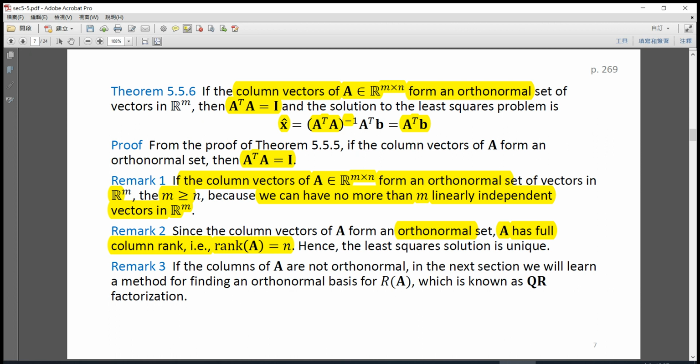And remark 3 states that in the next section we will learn a method to find an orthonormal basis for the column space of A. This method is known as QR Factorization. And we can use the QR Factorization to obtain the solution to the least squares problem.